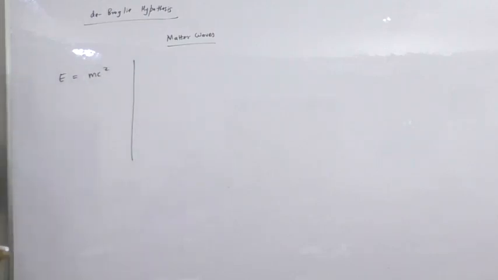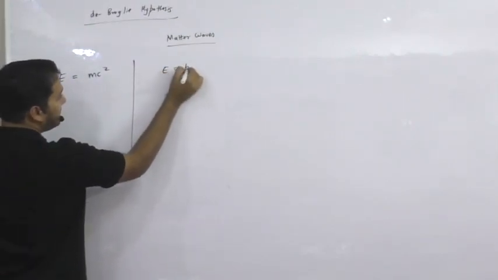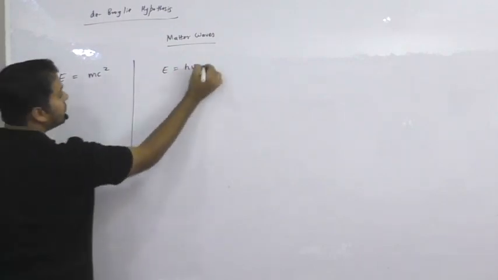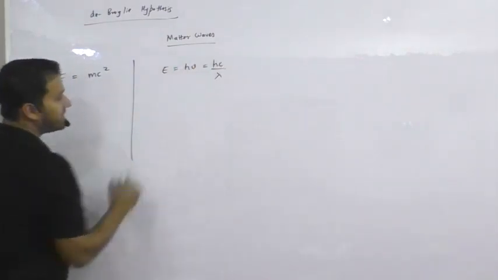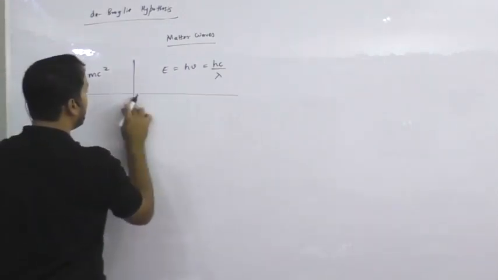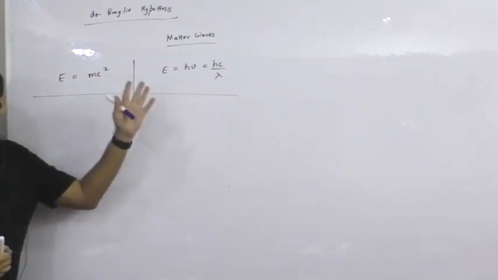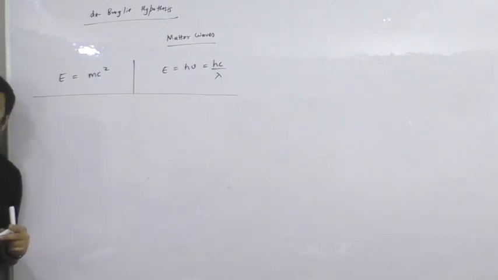And what did Planck give us? Planck gave us a relationship between energy and waves, electromagnetic waves. He said that waves are made up of particles and the energy can be calculated as h nu, which we can also write as hc by lambda. So what de Broglie is saying is that mass has energy, and electromagnetic radiation also has energy.